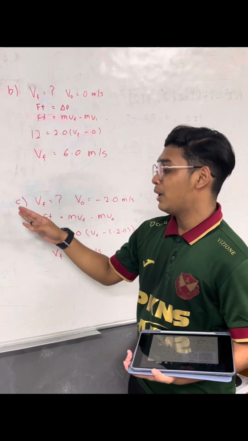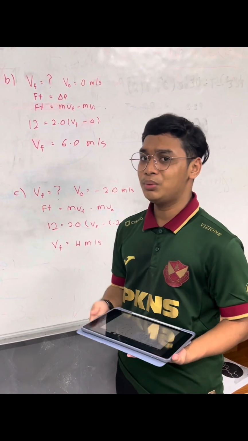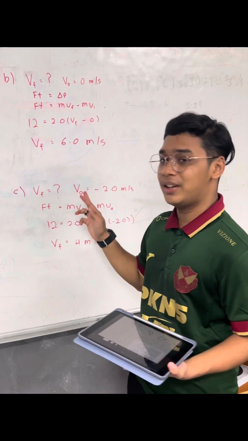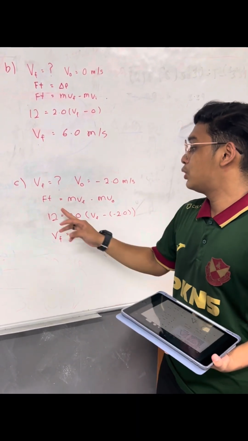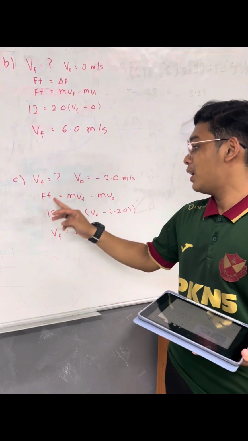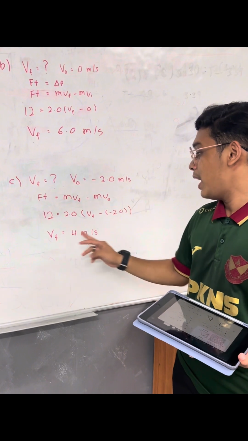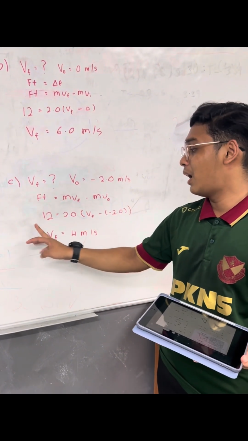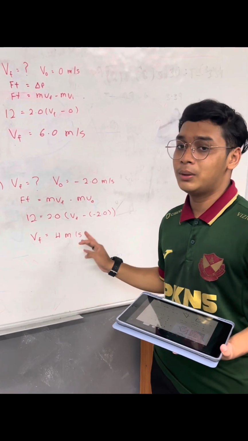For question C, basically it is the same as question B, but with a different initial velocity, which is negative 2 meter per second. So we use the same equation, which is Ft equals mv final minus mv initial, and just substitute the values and we got the final answer is 4 meter per second.